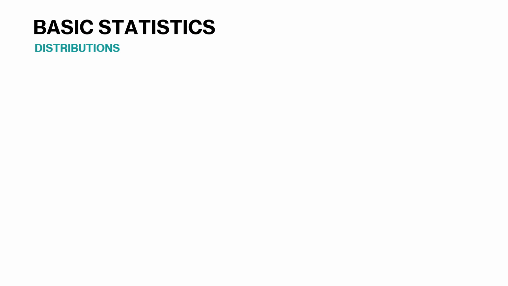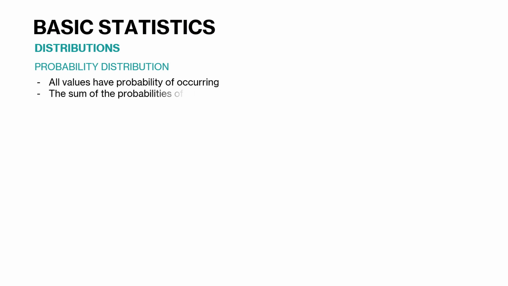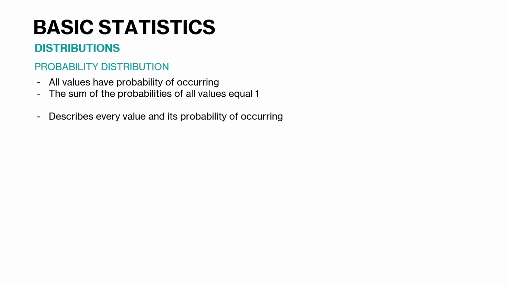In a population, the concept corresponding to frequency distribution is known as probability distribution. In a population, each and every value of a variable has some probability of occurring. The sum of the probability of all values is equal to 1. The probability distribution describes every value of the random variable along with the probability of its occurrence. Probability distributions can be of discrete and continuous variables.